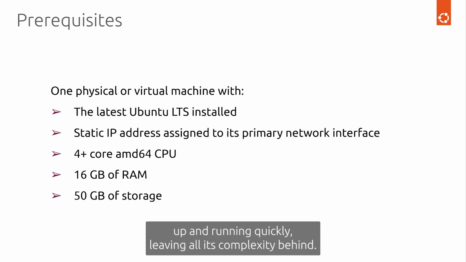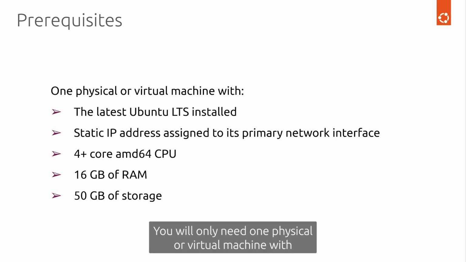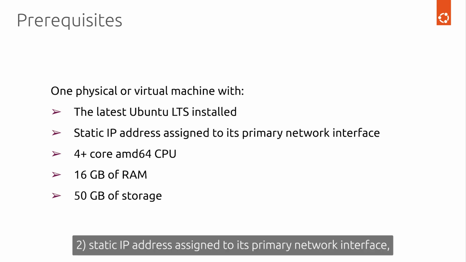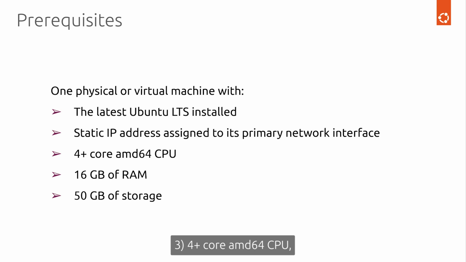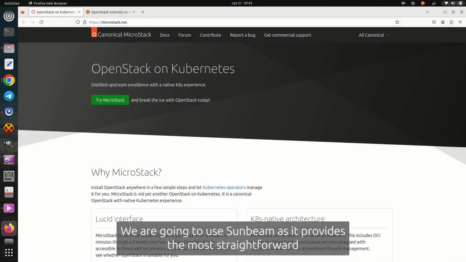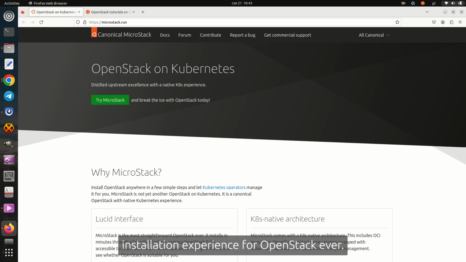all its complexity behind. You will only need one physical or virtual machine with the latest Ubuntu LTS installed, static IP address assigned to its primary network interface, 4+ core AMD64 CPU, 16 GB of RAM, and 50 GB of storage. We are going to use Sunbeam as it provides the most straightforward installation experience for OpenStack ever.